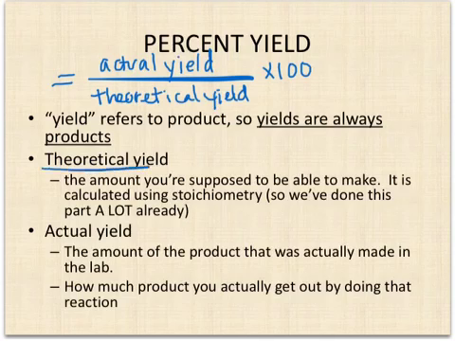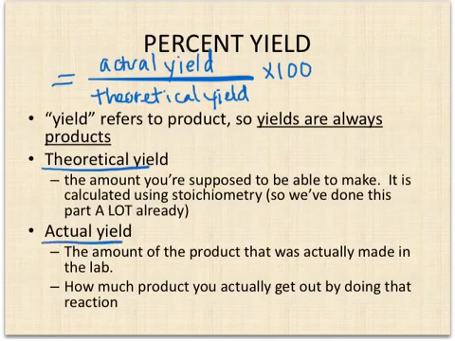Well, what is theoretical yield? Well, we said it's the amount we're supposed to be able to make. It's calculated using stoichiometry. So we've done this a lot already. In fact, every single stoichiometry problem we have done so far has been theoretical yield. Every single problem we've done, the answer we got was theoretical. How much we should get according to our calculations, according to the balanced equation, according to how much stuff we're given to work with.